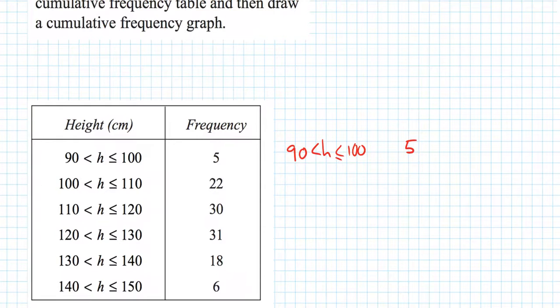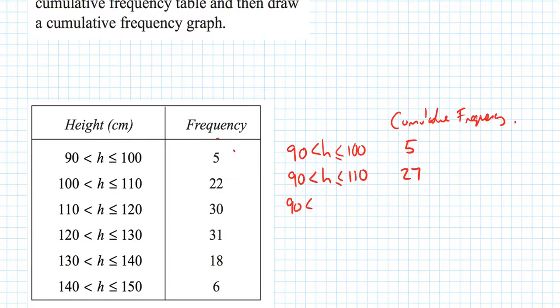But in the next column, rather than having the people who are between 100 and 110 in height, I want to combine and have that cumulative total between 90 and 110. I can get that by just adding these up together. I've got 5 between 90 and 100 and 22 between 100 and 110. Then overall, I've got 27. So my cumulative frequency at that point is 27.